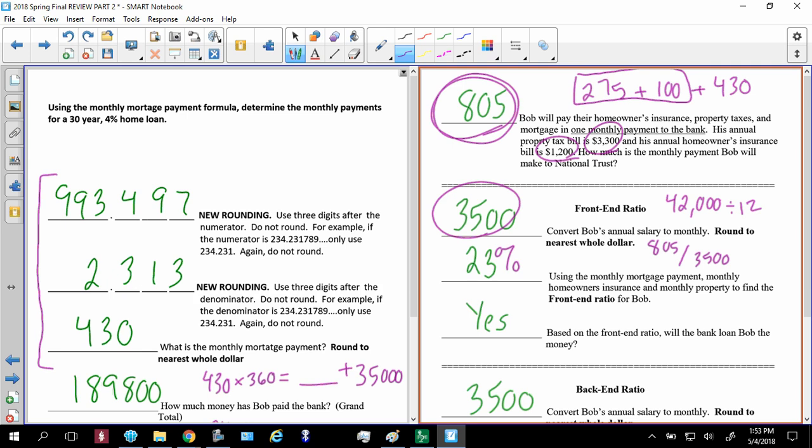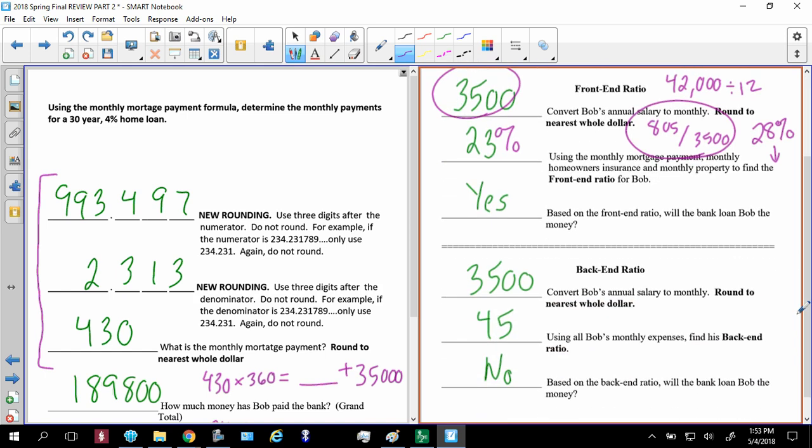Now, if you remember, front-end ratio is what the banks use to measure or determine whether or not you can pay off your bill. And if you have too much money going towards your house versus everything else, you're considered house poor. So the magic number is 28%. If this ratio is 28% or lower, they're most likely going to give you a loan.